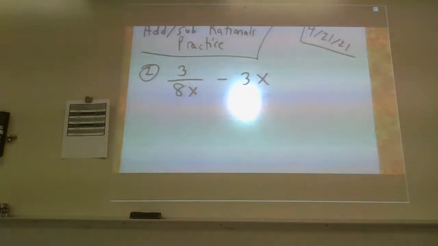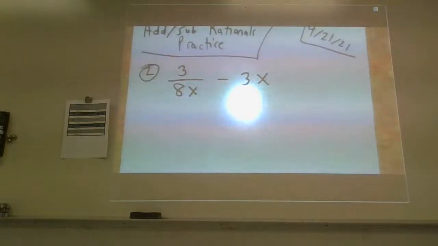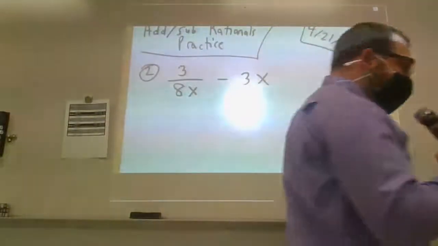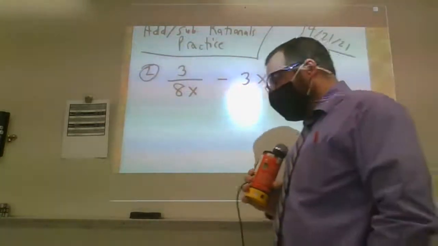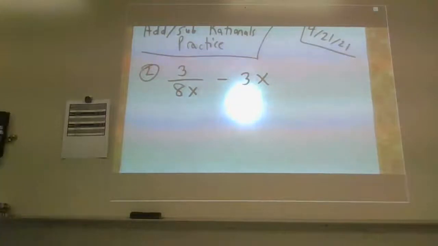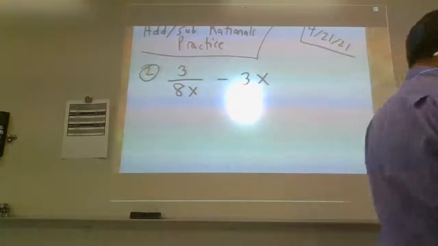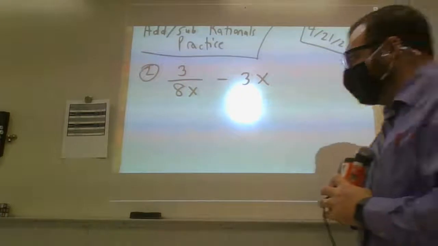Now, people have had really interesting questions and suggestions as to how to handle a problem like this. They see the 3x and the 8x, and they're like, okay, they both have an x in common, I guess. Yeah, they do both have an x in common, but let's think about what we're trying to do here. The operation between the two of them is subtraction. We are adding and subtracting fractions, meaning I need a common denominator.